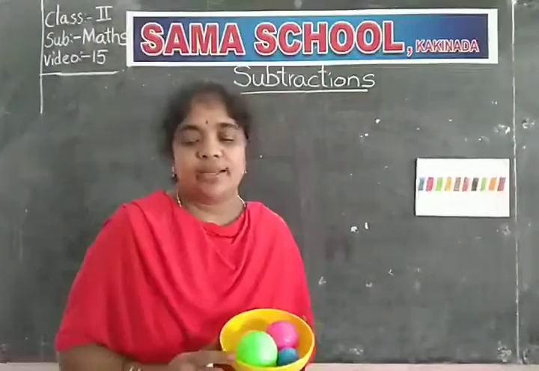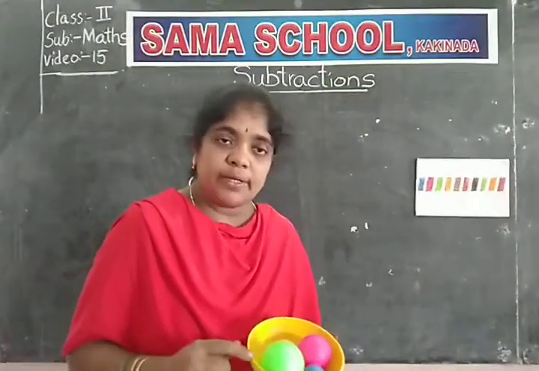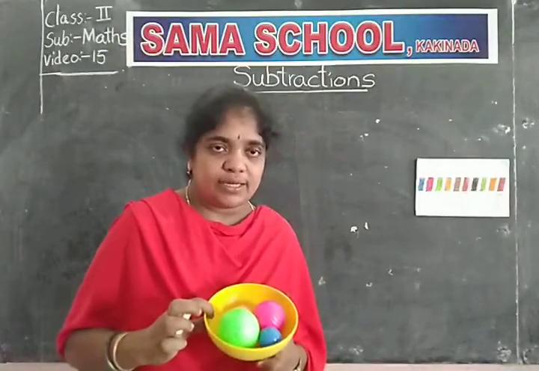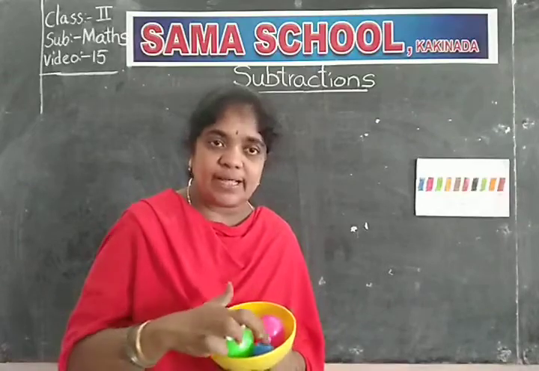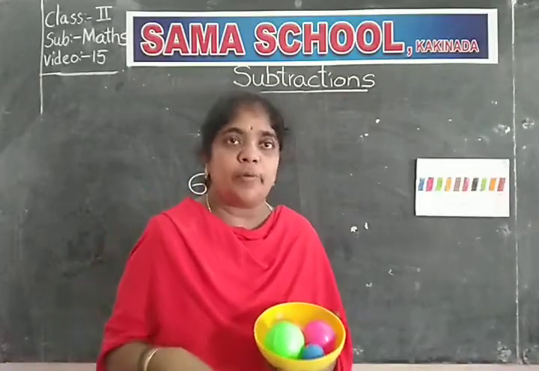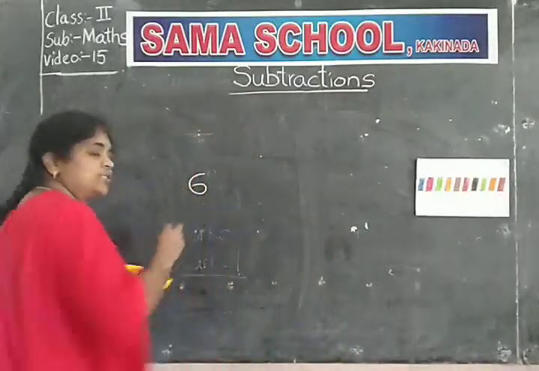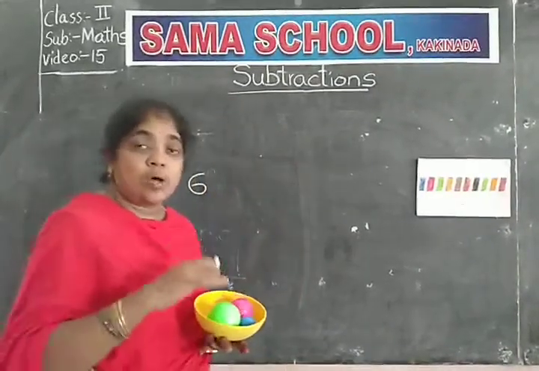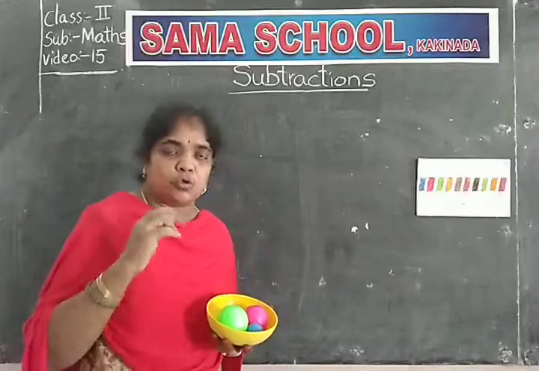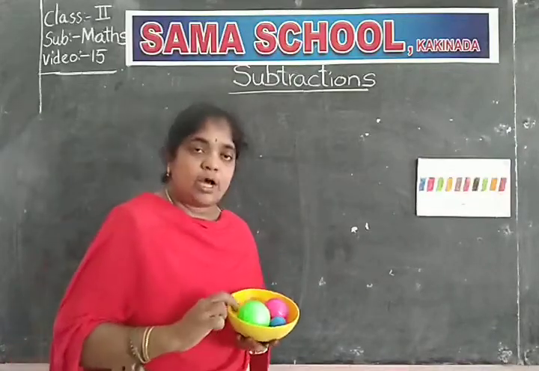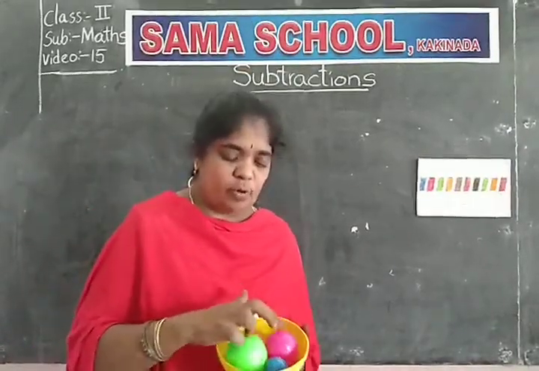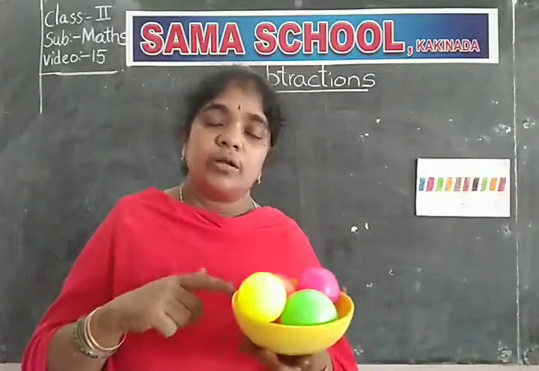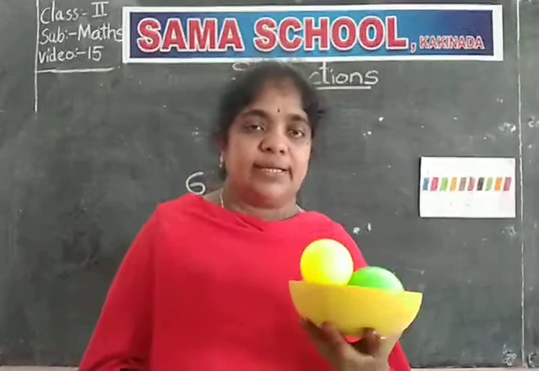I took away 2 balls. How many balls are there? There are 4 balls remaining in the basket. Totally how many balls are there in the basket? There are 6 balls. How many balls did I take away? 2 balls I took away. How many balls are left? 1, 2, 3, 4 balls are there in the basket.